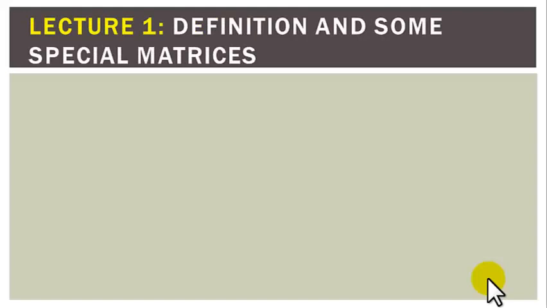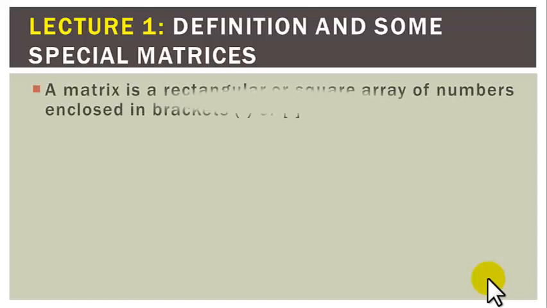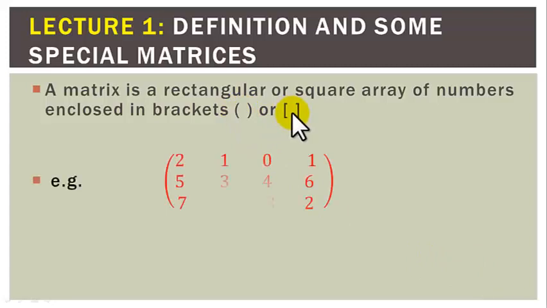Lecture 1. Definition and some special matrices. A matrix is a rectangular or square array of numbers enclosed in brackets. The bracket is either of this type or this type. This is an example of a matrix.